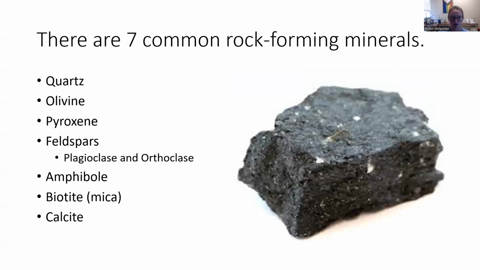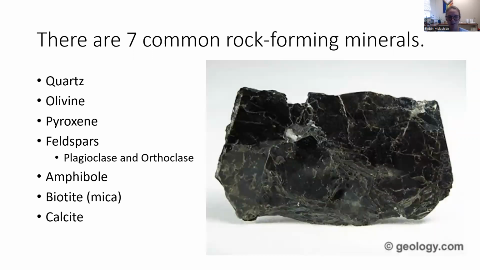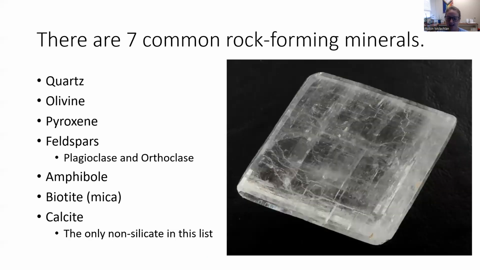Amphibole, another black mineral, still super common. Biotite is a type of mica. You've probably seen muscovite mica, which is that silver, platey, flat mineral. If you play with it too long, it'll break up into sheets and you'll be covered in glitter. So biotite, the black version of that, is super common. And finally, calcite, which is often clear, again, can be so many different colors, but it forms these rhombohedron shapes and has rhombohedron cleavage.